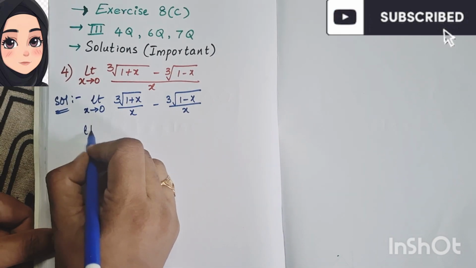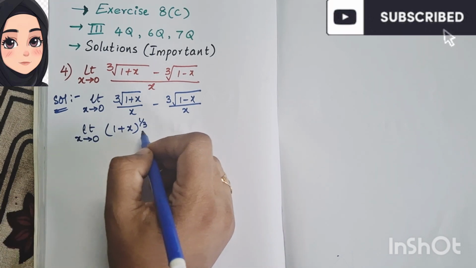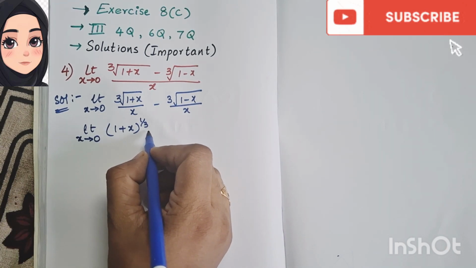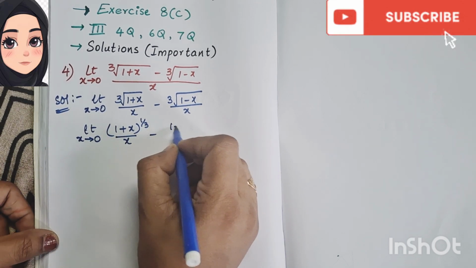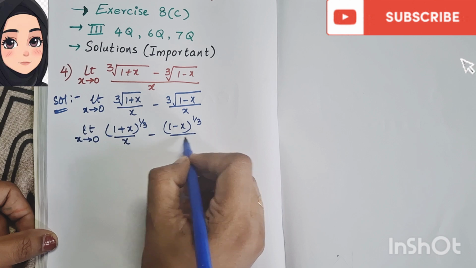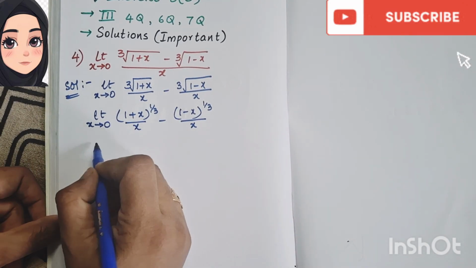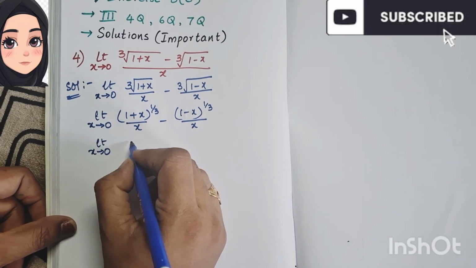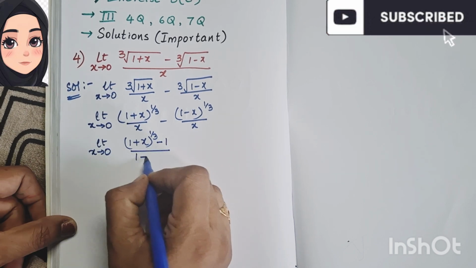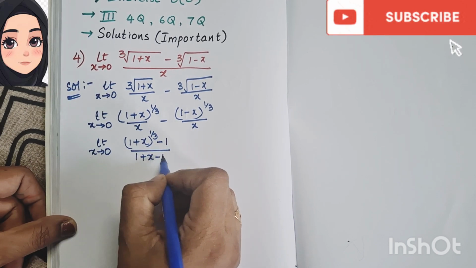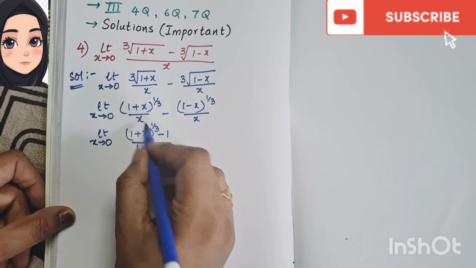So this can be written as limit x tends to 0, (1 plus x) whole power 1 by 3, since cube root can be written as power 1 by 3, by x, minus (1 minus x) whole power 1 by 3. Now I am making this term common. I am taking 1 by 3, minus 1, by (1 plus x) minus 1. As it is, 1 and 1 cancel and we get x in the denominator.